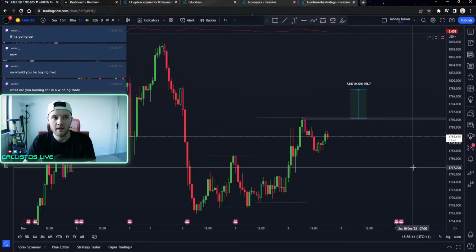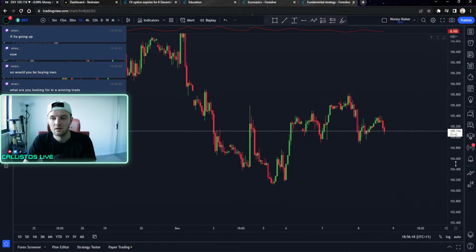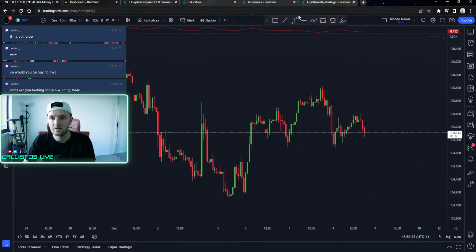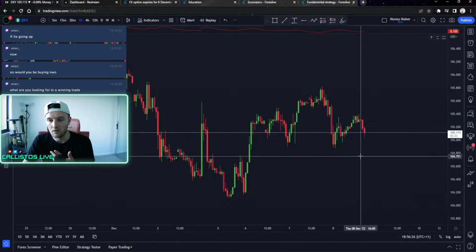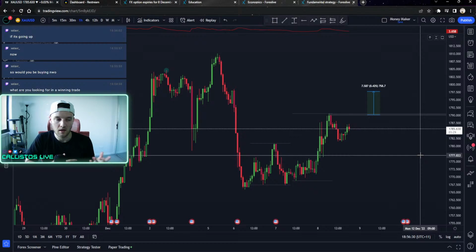On the flip side of that, you can have a look at the DXY, which is the dollar index, which shows dollar strength or weakness, right? You can see that the dollar is coming down, the dollar is getting weaker. If the dollar gets weaker, gold gets stronger, because it's a safe haven asset.